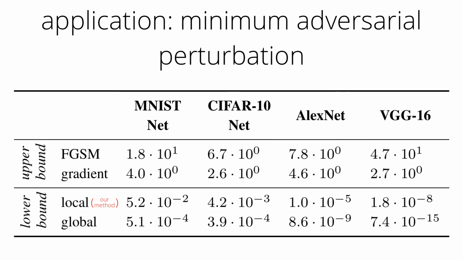So on the bottom row are global bounds computed by the global method, and above that are local bounds computed by our method. Our local bounds are larger than the global bounds, which means they're tighter. In plain English, these bounds tell us that an input perturbation must be at least this large in order to change the classification of the network.